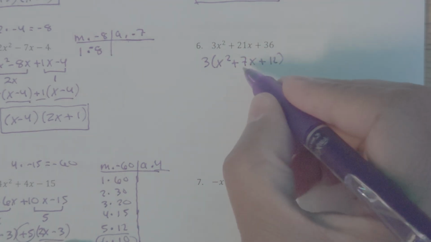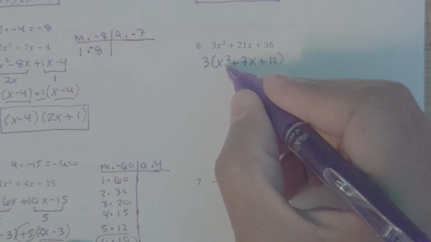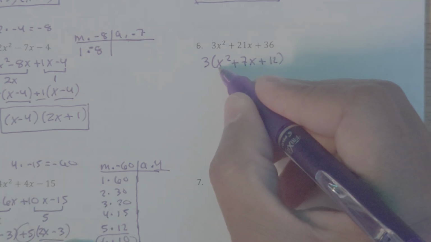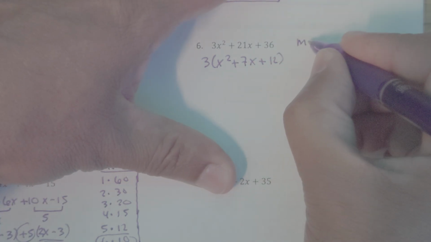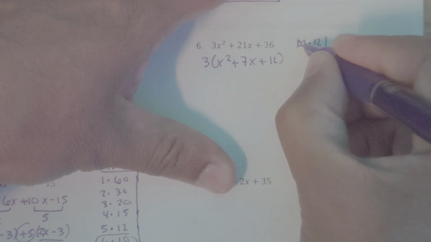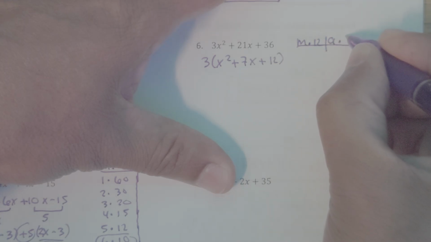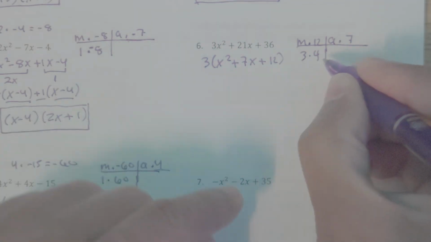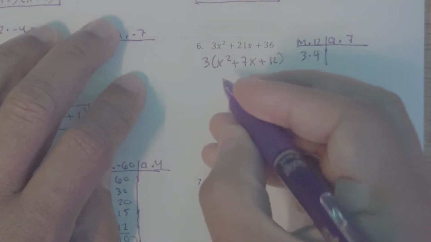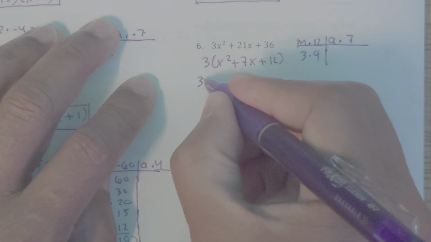Okay, so then since A is 1, find the multiples of, in this case, 1 times 12, but those multiples have to add up to 7. So find multiples of 12 that when we add them, they add to 7. Well, 3 and 4 do that, right? Because 3 times 4 is 12 and 3 plus 4 is 7. Therefore, we have 3 outside.